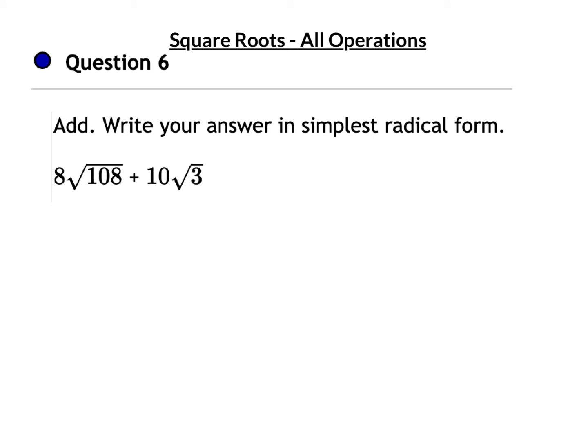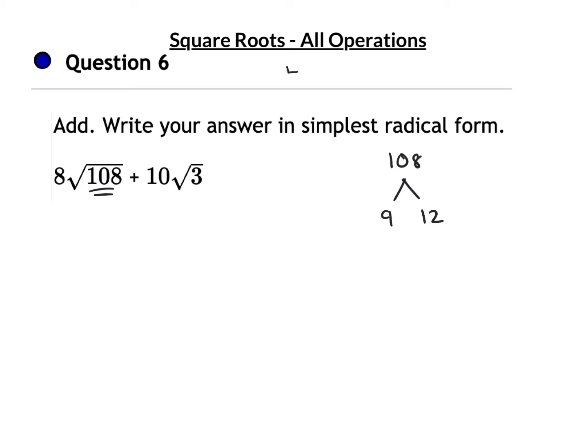Question 6. At first glance, we can't add these. They're not like terms. But maybe 108 has a perfect square in it. When I sum the digits, 1 plus 0 plus 8, I get 9. And 9 divides into 9. 9 will go into 108 evenly. Let's go over here and break that down. I'll take my calculator and I'll divide 108 by 9, and I get 12.